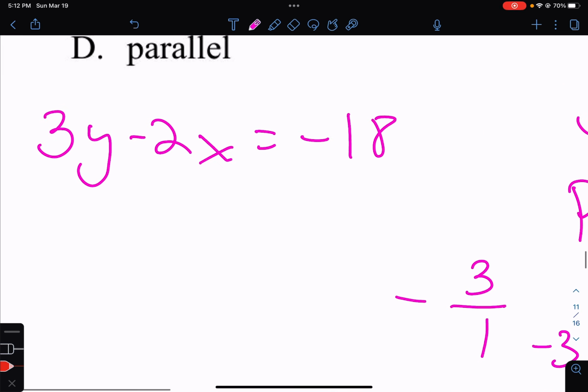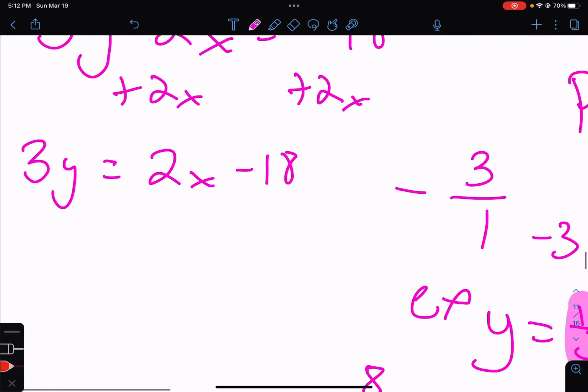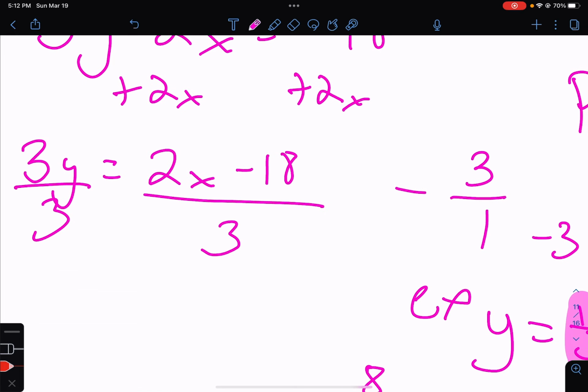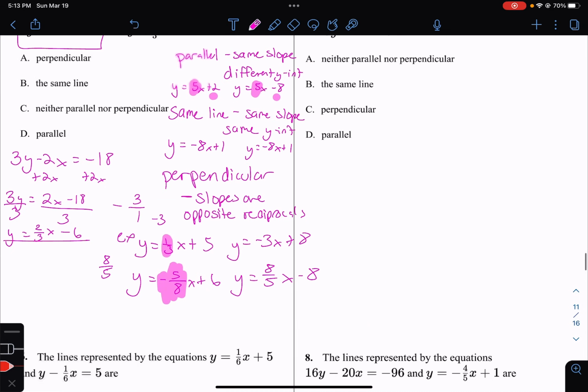So the first thing I'm going to do is bring my 2x over, and I get 3y equals 2x minus 18. And I'm going to divide both sides by 3 to get the y by itself. So I get a line with a slope of 2/3 and a y-intercept of -6. So this is my first line in y equals mx plus b.